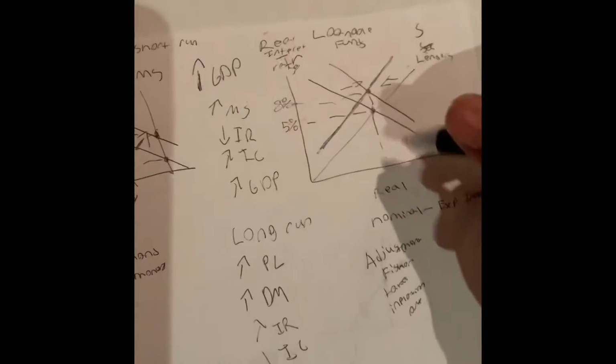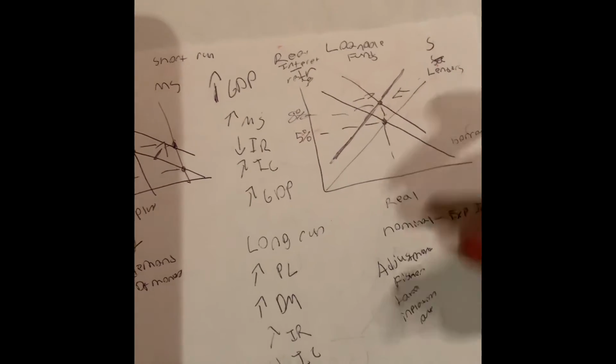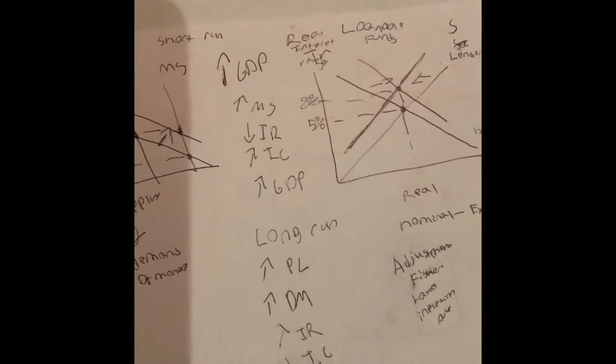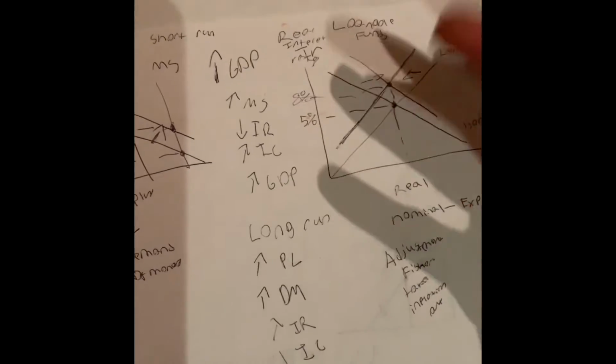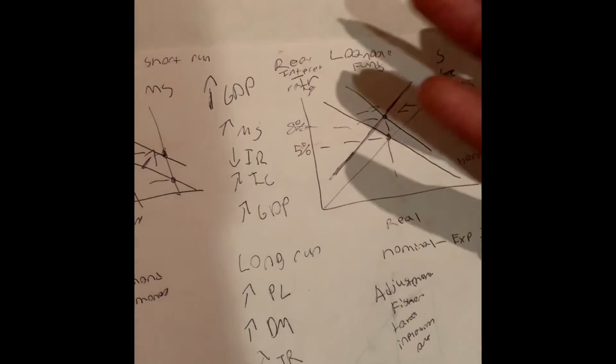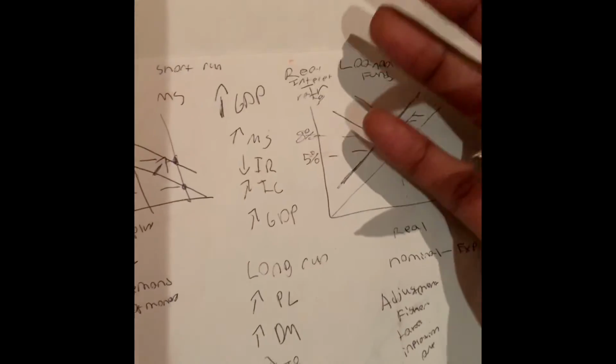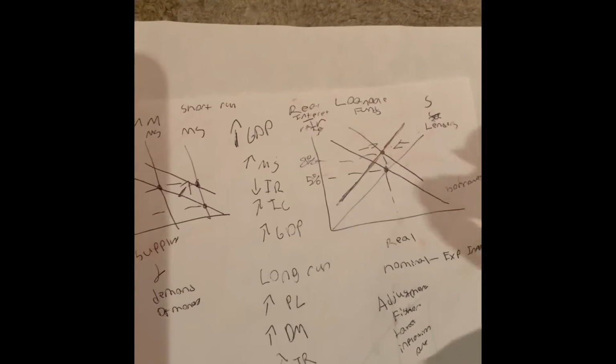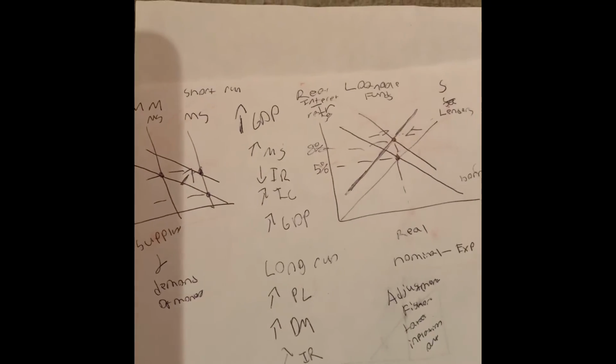And then the demand is also going to shift, because the borrowers know that inflation is going to take care of it. So they're going to borrow at this price because they know it's inflation, which really is just showing the real interest rate still being 5%. Because the real interest rate is just the nominal interest rate minus the expected inflation.